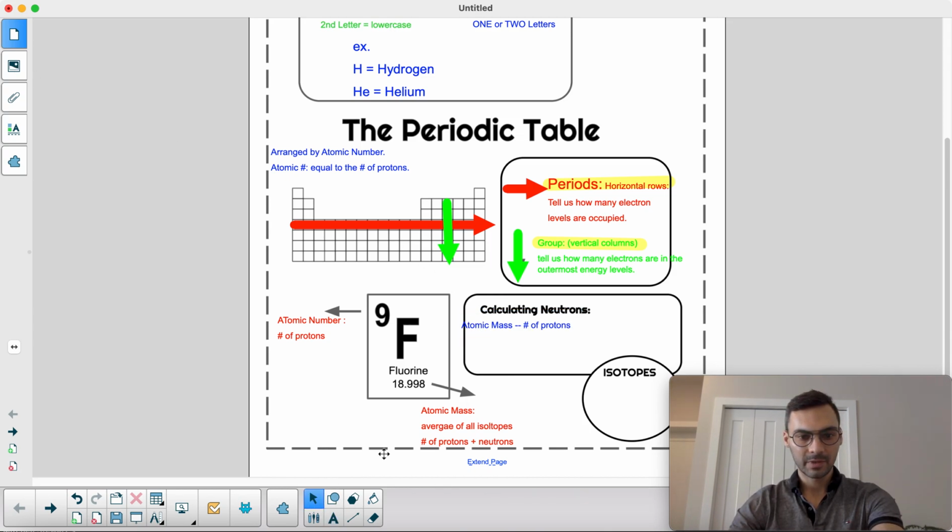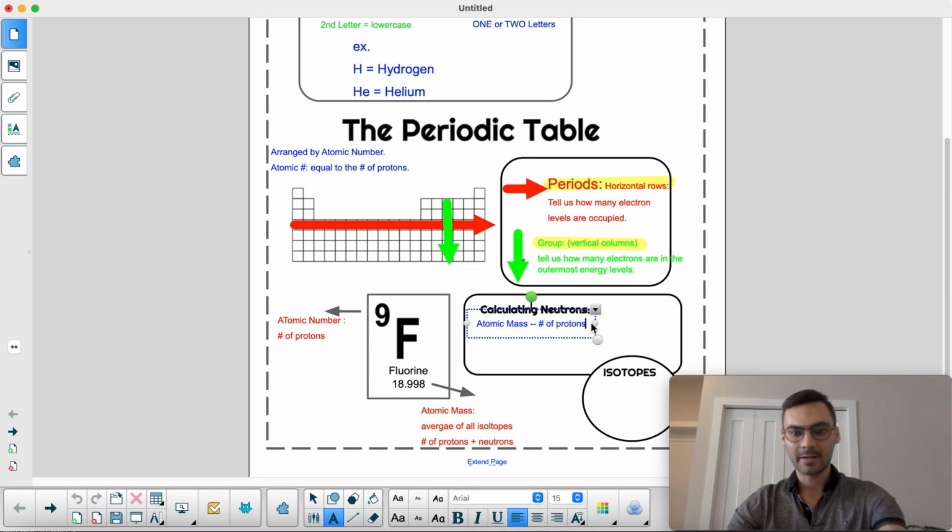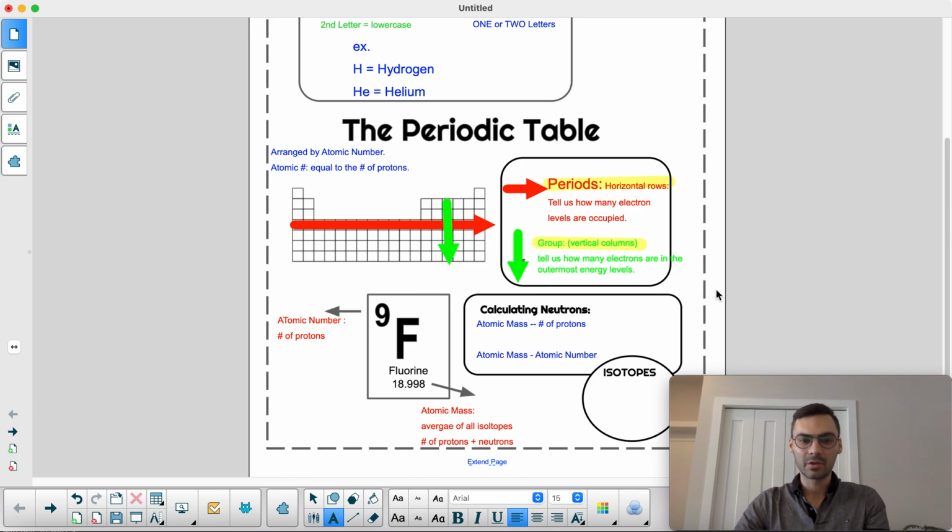So we have the atomic mass, which is this number at the bottom, minus the number of protons, which is our atomic number at the top. So we can say that in 2 ways. We can say it like that, or we can say atomic mass minus the atomic number. And that can give you how many neutrons are in each of our elements.